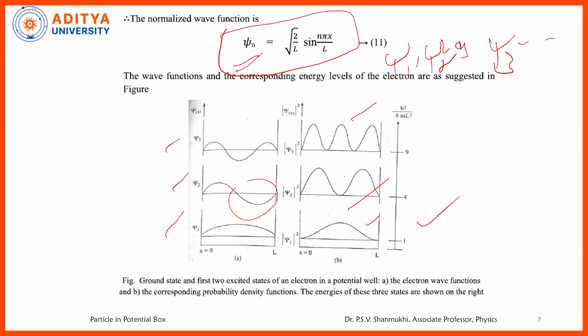As per this graph, we can understand the maximum probable position of the electron. In the first energy level, most of the time the electron lies at the center of the potential well; it never lies at the edges. Whereas in the second energy level, the electron lies most of the time at the center of the first half or at the center of the second half; it never lies at the center of the well or at the edges. In that way, by this graph, we can understand the maximum probable position of the electron.